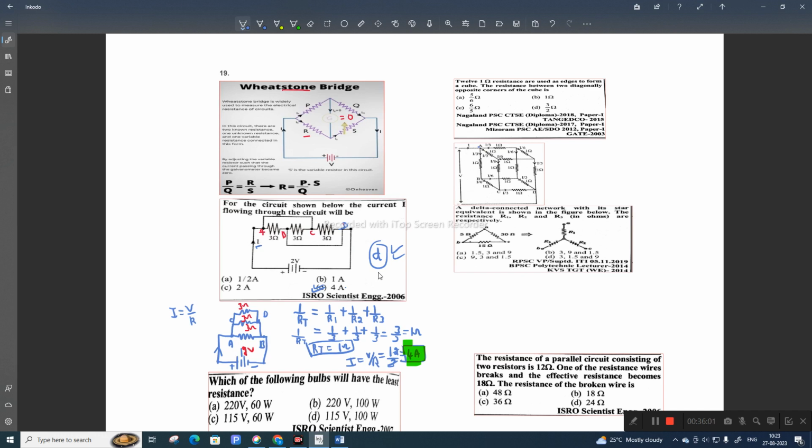So here, KVL to the loop A, B, C, D, A. See, current is flowing through this I, and when it comes to this junction, point A, there will be three branches dividing.